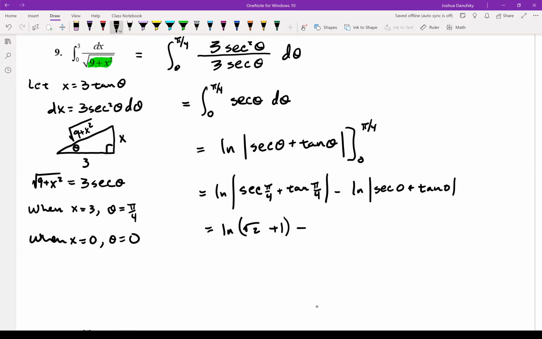Minus ln of secant of 0, which is 1. And of course, tan 0 is 0. So the ln of 1 is 0. So we end up with just the ln of root 2 plus.